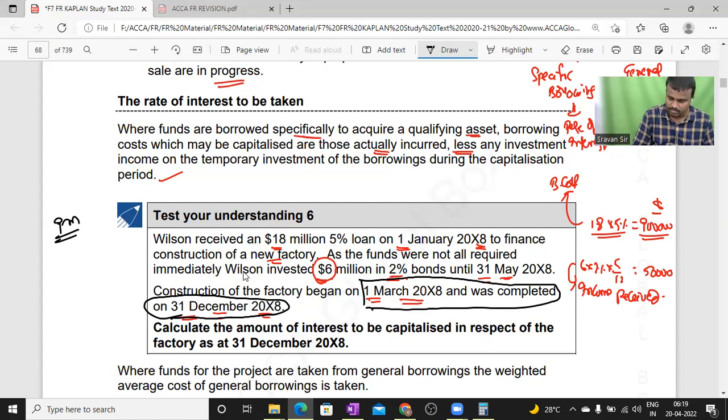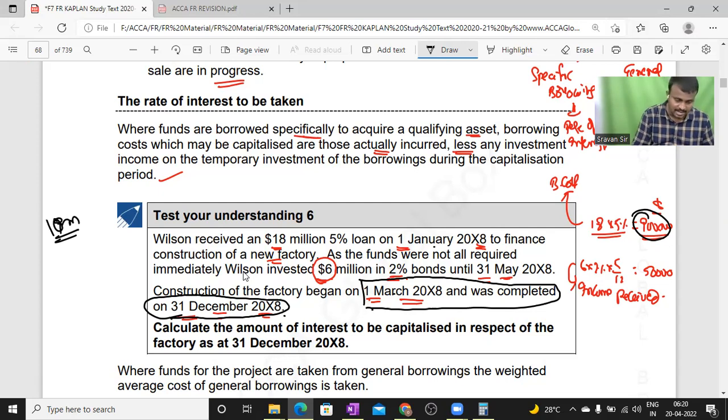Actually, we took the loan from 1st January, and the construction was completed on 31st December. So generally we need to provide the interest for the whole year. But out of the total interest, how much is required to be capitalized? We need to capitalize only from 1st March to 31st December. January and February are not considered. So 10 months, 1st March to 31st December is only considered.